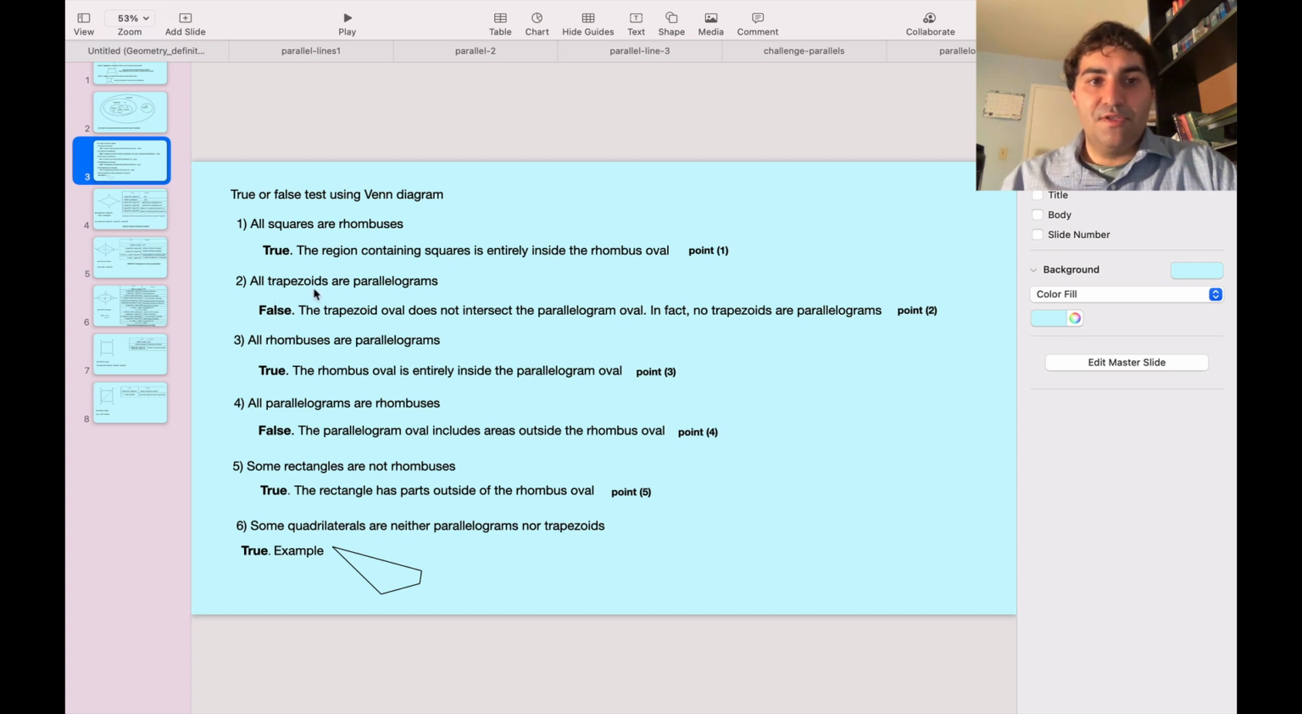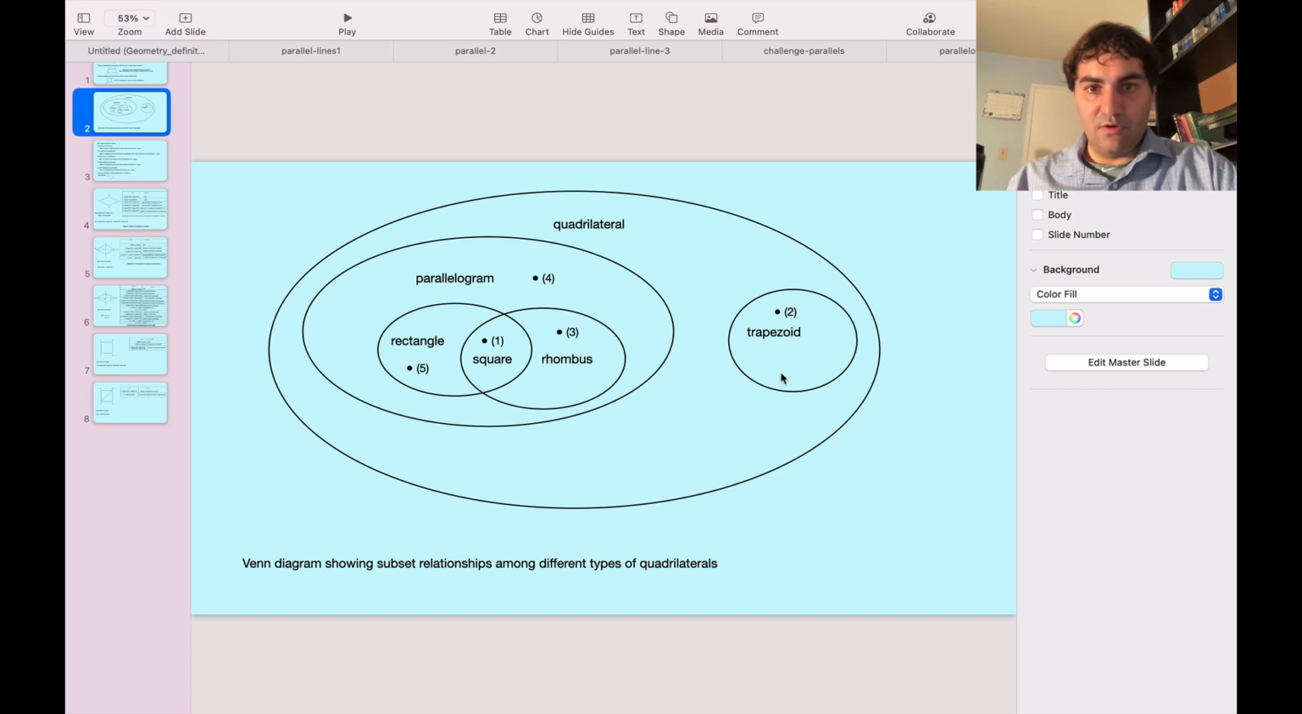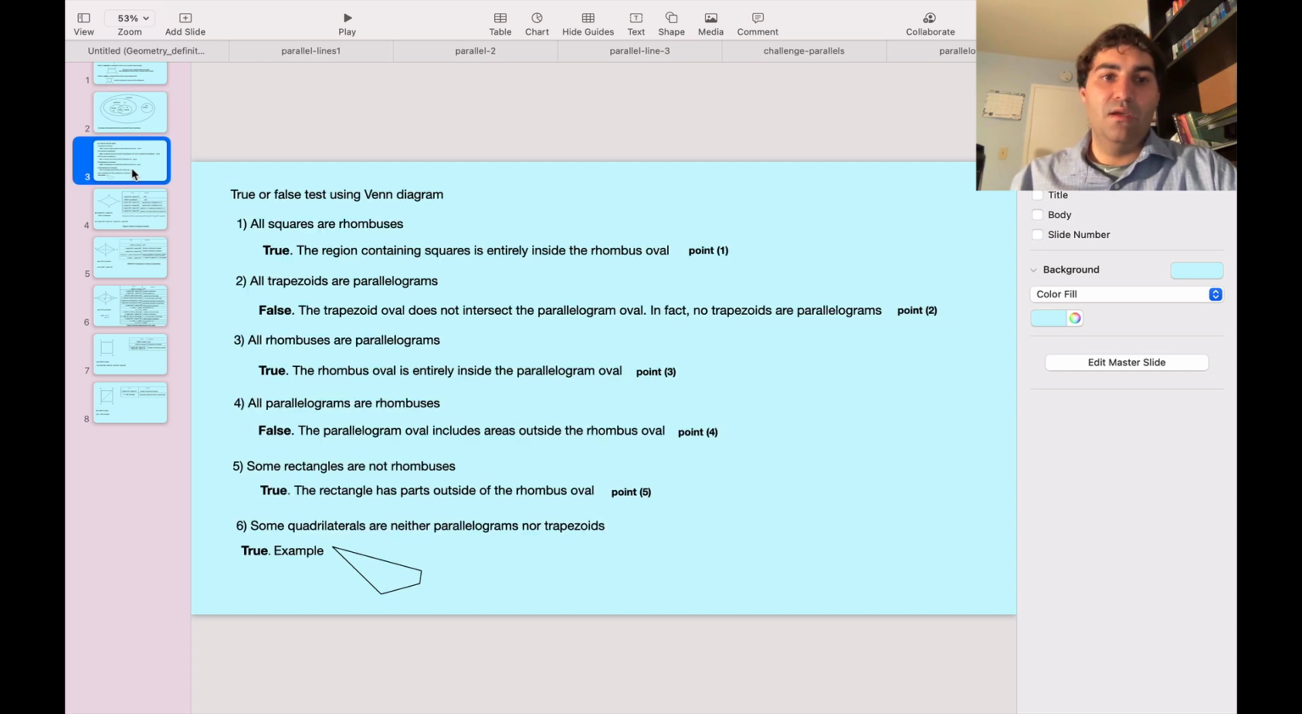Statement 2, all trapezoids are parallelograms. I went over this in my last slide, and the answer is false, because the trapezoid oval does not intersect the parallelogram oval. So if you take point 2, you can move it around anywhere inside this trapezoid oval, and it'll never be inside the parallelogram oval.